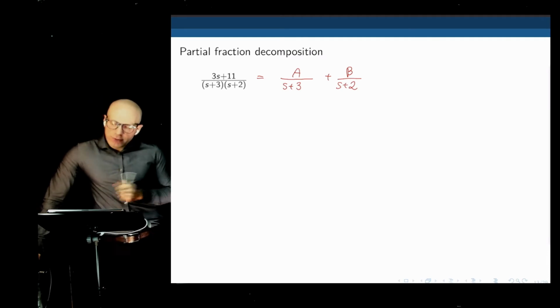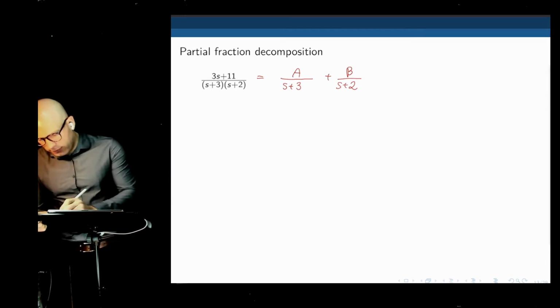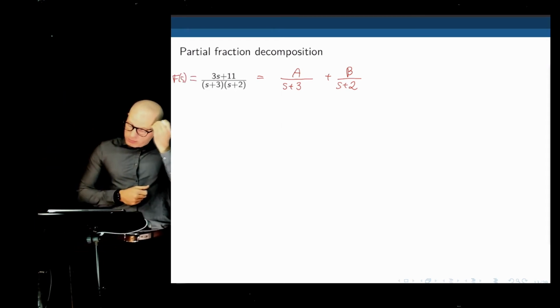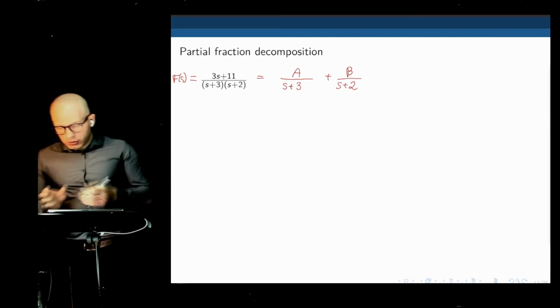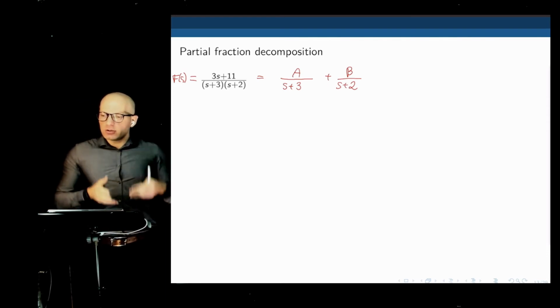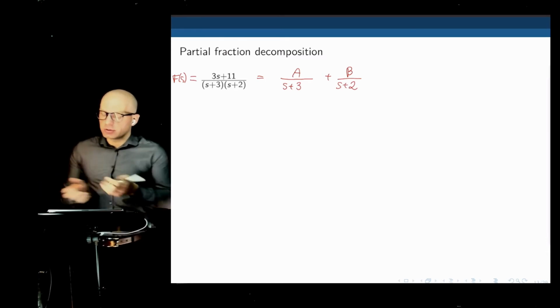Okay, now how do we find A and B? That's the next question. Well, there are two methods. Let's go through them quickly. Method 1, let's call this function f of s. Method 1 would be to take the function f of s and multiply that by one of the denominators, and then evaluate the function at the value that makes that denominator 0.